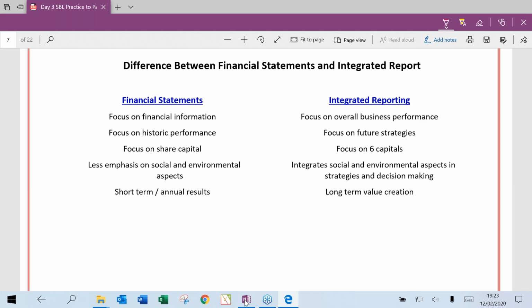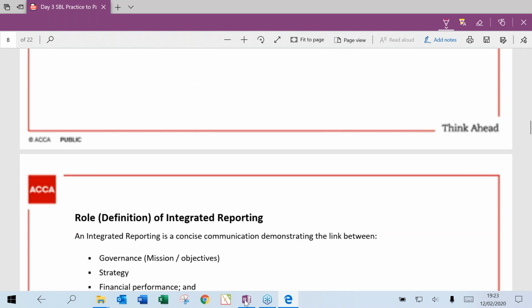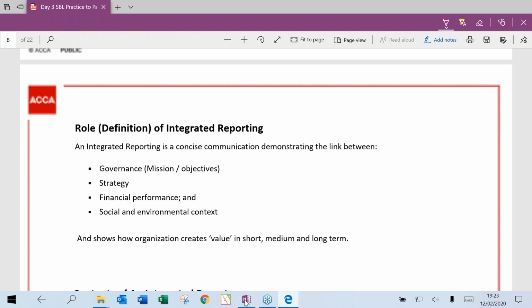Financial statement is more short term, more annual, more quarterly, whereas integrated report takes a long term view. Okay, so now I hope you have got a fair bit of idea what is an integrated report. It is more futuristic, more towards qualitative aspects of the business, more strategies, more environmental and social aspects.